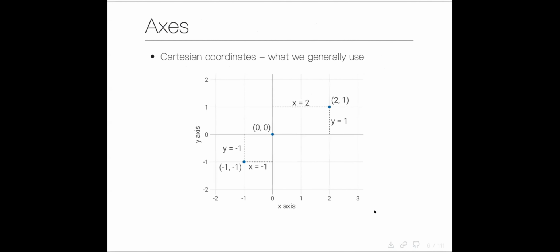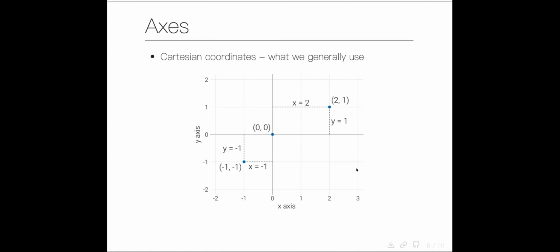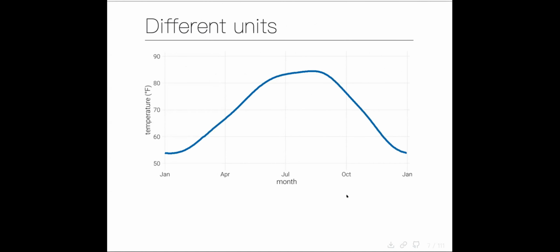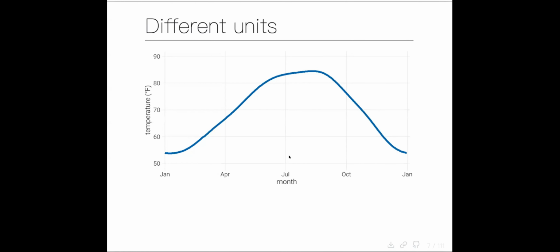All right, so axes. Most of the time we use Cartesian coordinates, right? And so this looks like this. If they're on the same unit like this, then we have something like this, but very often we're using Cartesian coordinates with different units, okay? And if they're on the same unit like this, then really you probably should be using coord_fixed, because a 1 unit change on the x-axis should correspond to a 1 unit change in the y-axis, right?